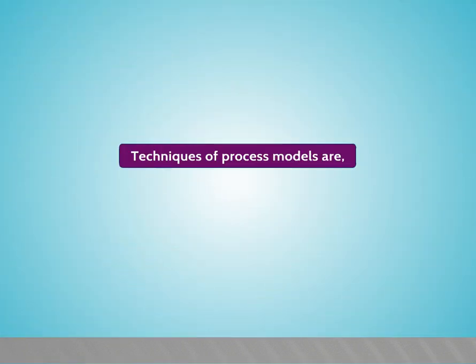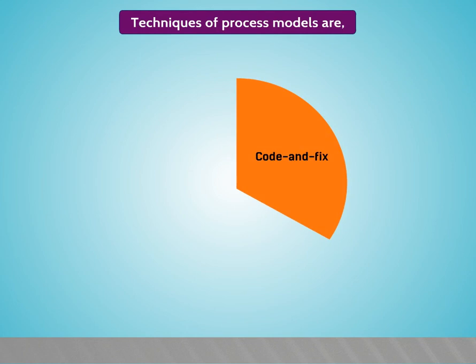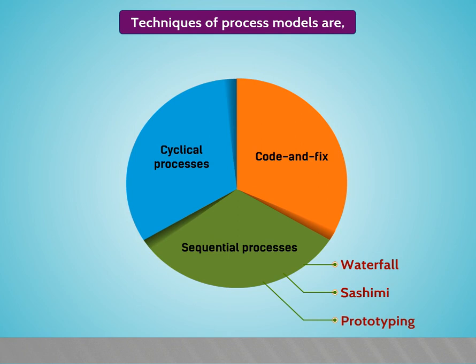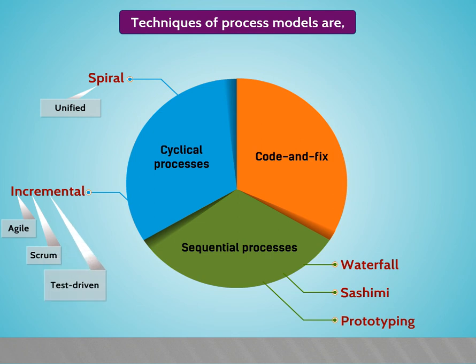Techniques of process models are: code and fix; sequential processes: waterfall, sashimi, prototyping; cyclical processes: spiral, unified, incremental, agile, scrum, test-driven, extreme programming.